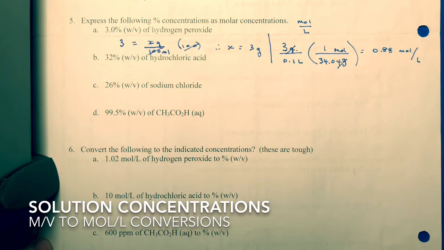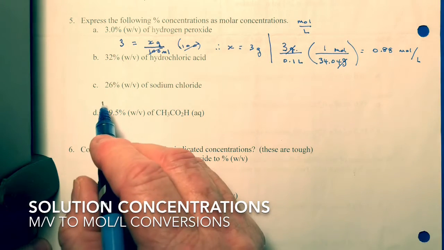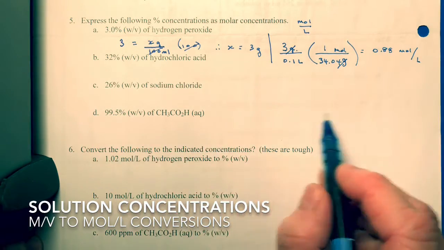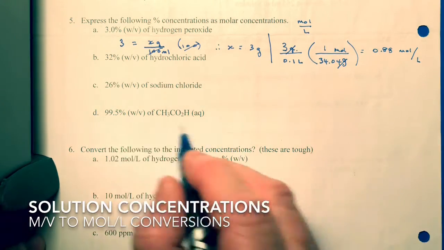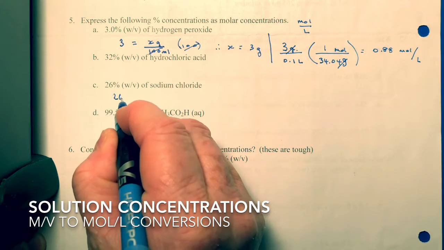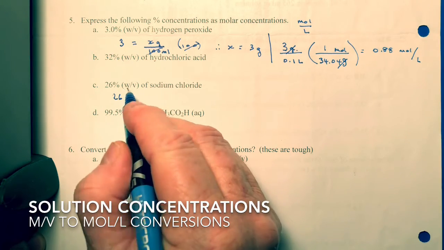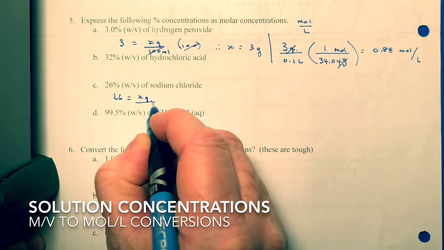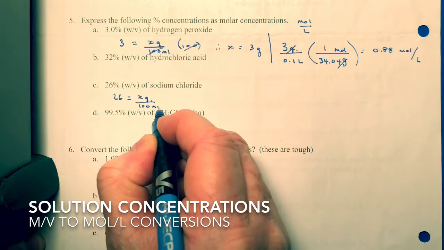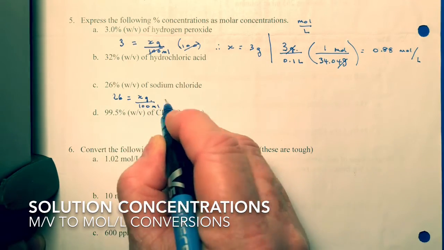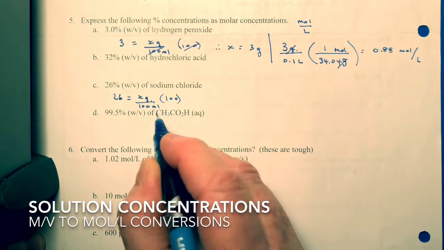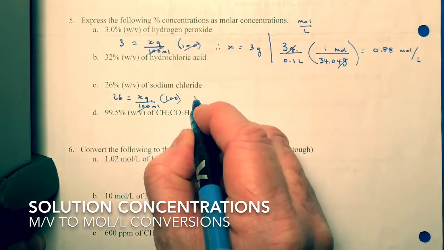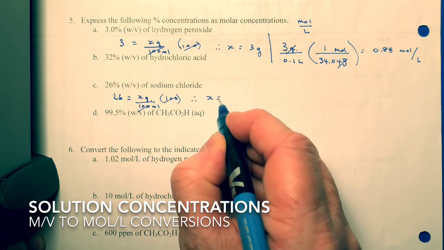Now, if you look at another one, let's do sodium chloride. That one's kind of funky. I'm just going to walk you through the setup, and you guys can finish it. I don't think it's going to be an issue here. So we have 26 is equal to, again, it's the same, W to V. So it's going to be X grams over 100 mils. And of course, you have to multiply it by 100. So this makes our calculation really easy. We end up basically with our grams being 26.